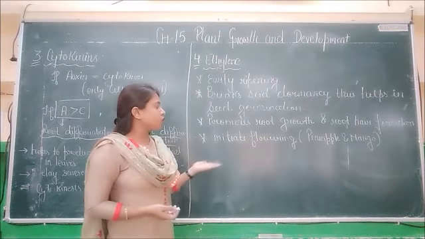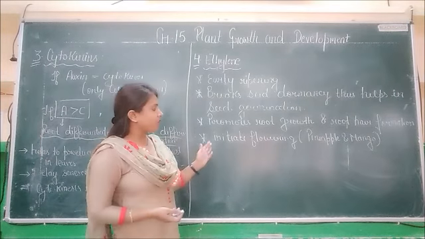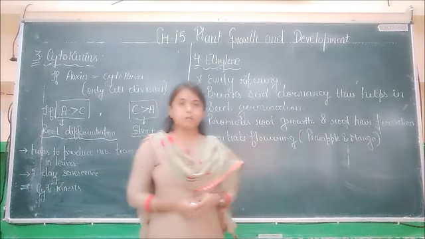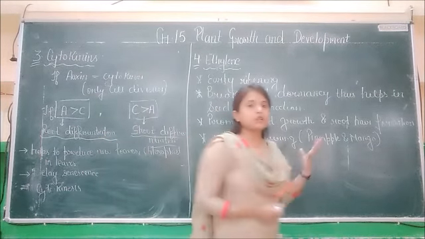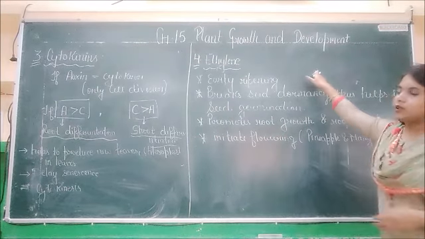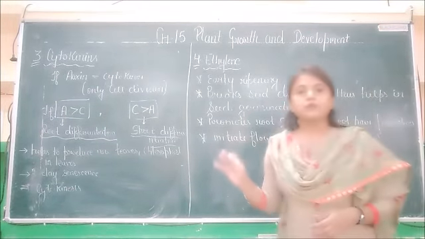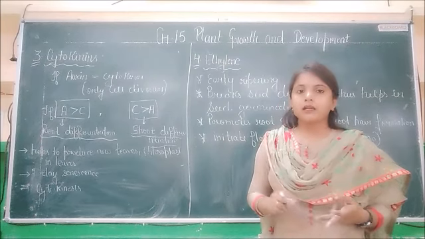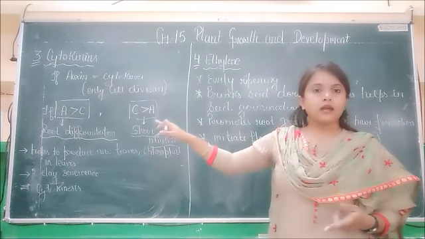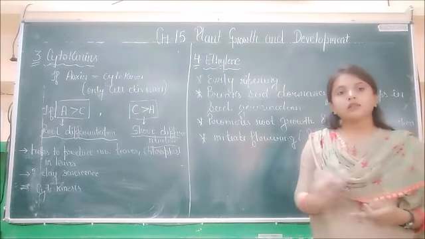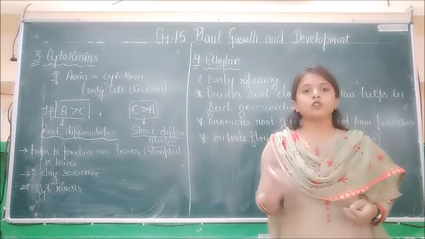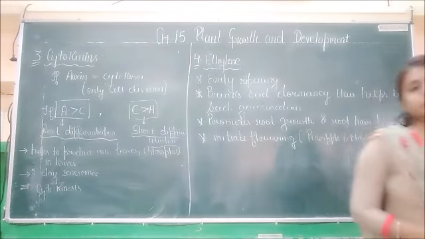The last one, it also initiates the flowering. Flowering as in the case of pineapple and mango, right? These are the functions of the ethylene. Now we have studied four types of hormones: auxins, gibberellins, cytokinins and ethylene. All these are known as growth promoting hormones.